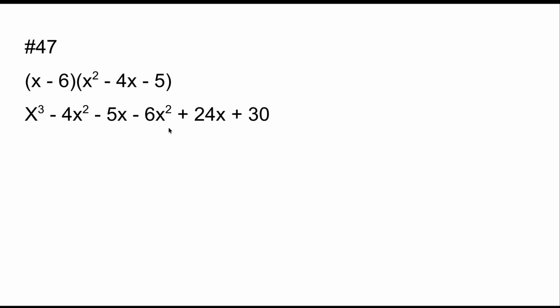Combine our like terms. We have negative 6 and negative 4x squared for negative 10x squared. And we have negative 5x and a positive 24x, which gives us 19x. X cubed minus 10x squared plus 19x plus 30.